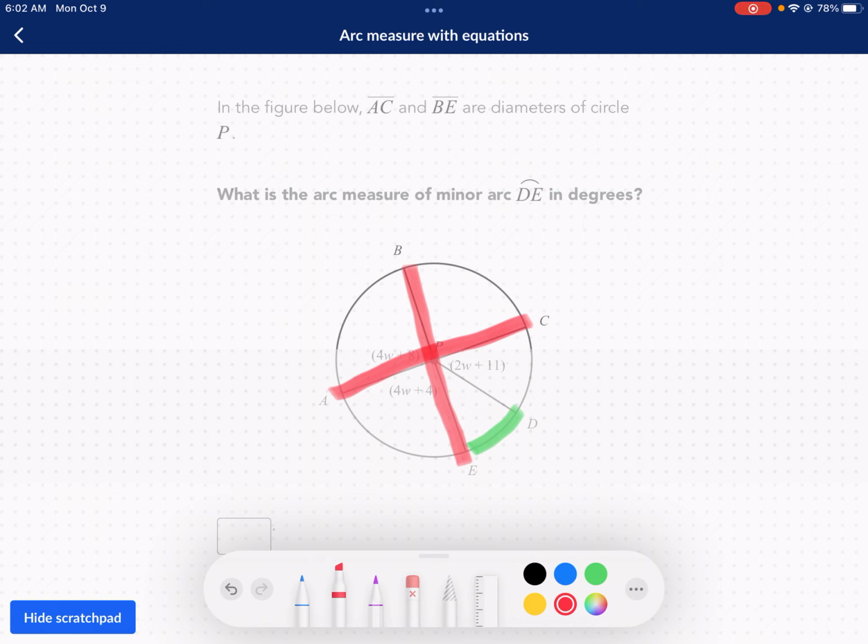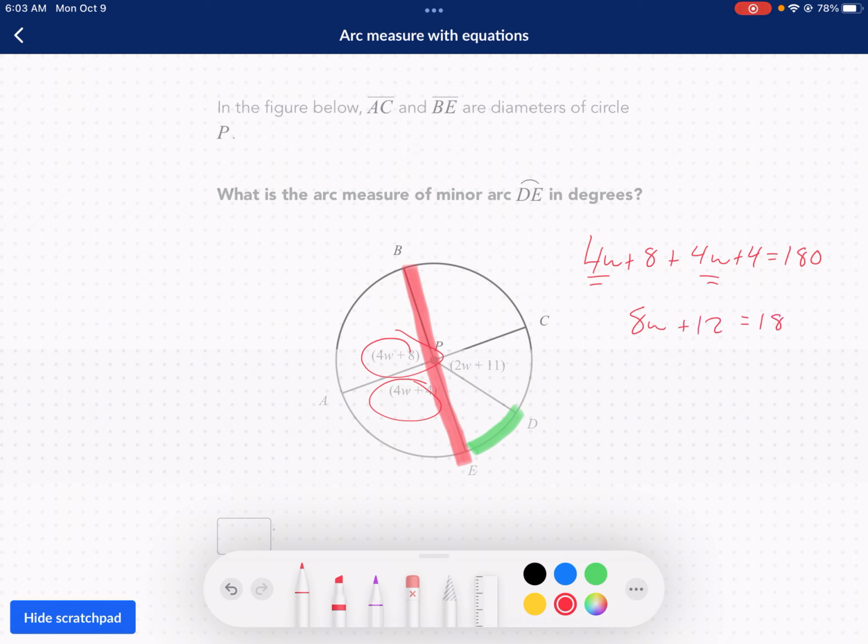I think the first thing that we're going to do is use this BE diameter, because we know that these two measurements right here are going to add up to give us 180. I'm going to start with that. So I have 4W plus 8 plus 4W plus 4 equals 180. I think the temptation is also to set these equal to each other, but that is not something that's going to be able to get done. Just be careful with that.